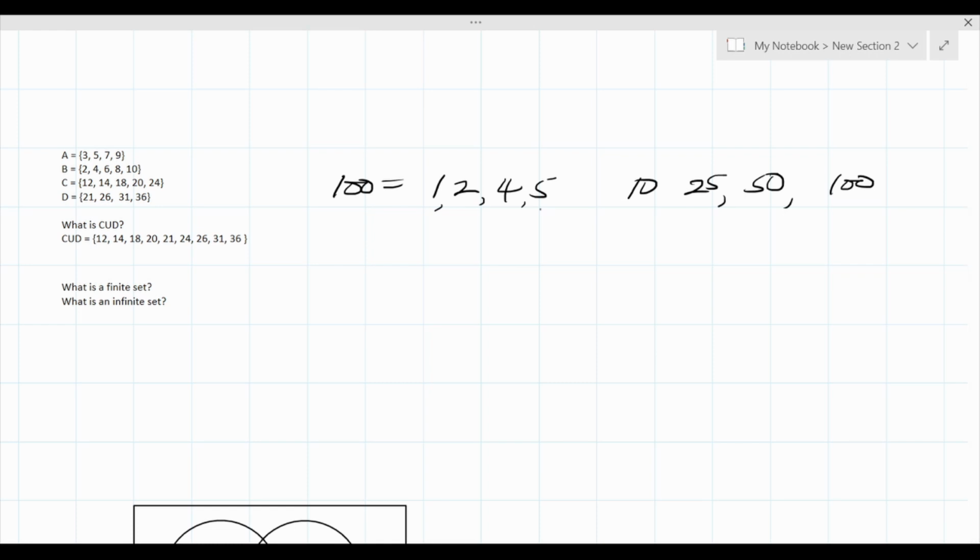But the last option, D, says all the multiples of 10. All the multiples of 10. Now, this could go on forever. So, in terms of finite versus infinite, the last one that says all the multiples of 10 could go on forever. So we would say that set is the infinite set.